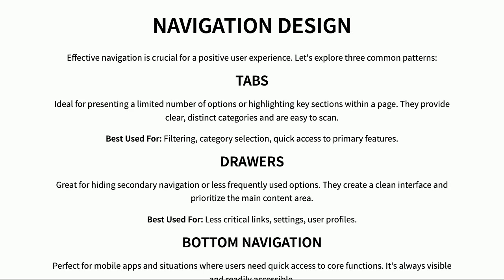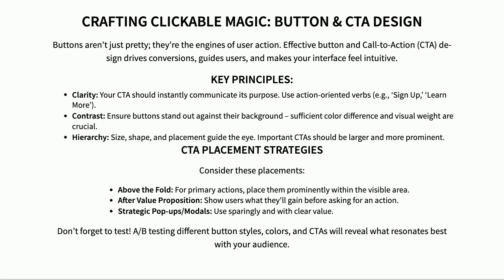Tabs are fantastic when you have just a few main sections you want to highlight, like different categories on an e-commerce site. Drawers are great for hiding stuff that isn't used as often, keeping your main content area clean. And finally, bottom navigation is really popular on mobile apps because it's always visible and lets users quickly jump between the most important features.